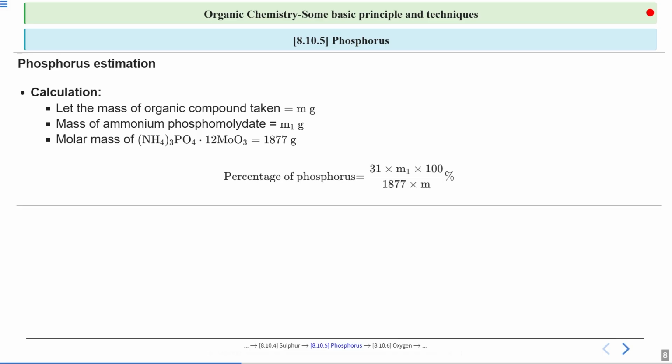Next, finally, we have the formula for calculating the percentage of phosphorus in the sample. It involves multiplying 31 by the mass of ammonium phosphomolybdate, then dividing by the product of its molar mass and the mass of the organic compound, and multiplying this whole thing by 100 to get the percentage. So this formula allows us to quantify the phosphorus content accurately.